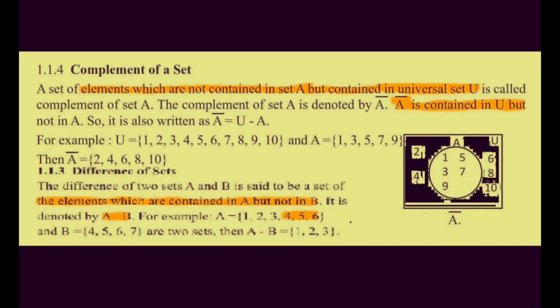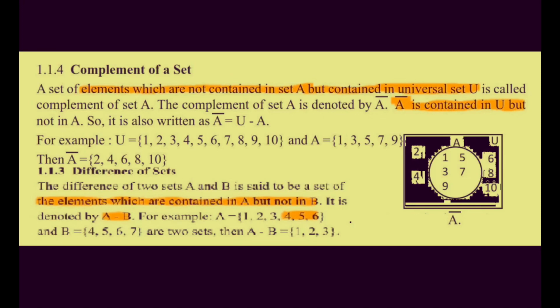A set of elements which are not contained in a set A but contained in universal set U is called the complement of set A. The complement of set A is denoted by A bar. A bar is contained in U but not in A. So it is also written as A bar equals the universal set minus the set.